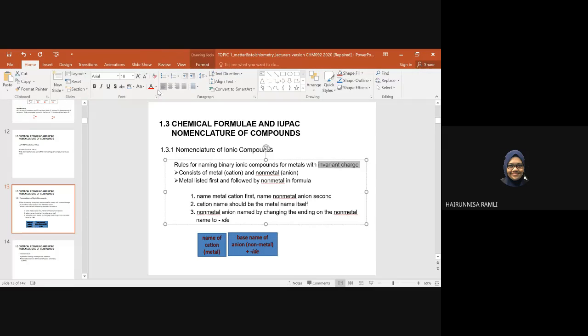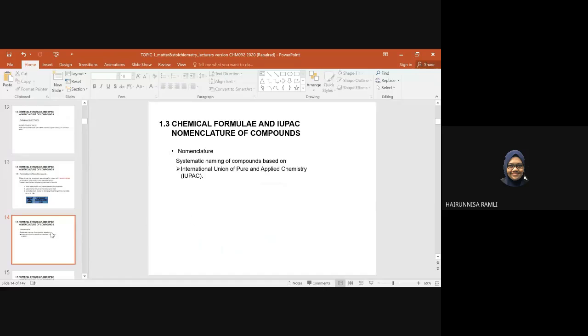Invariant charge means charge yang tak berubah. Okay. So this one very basic. Normally this one macam metal from group 1, group 2. Maksudnya group 1, we know that group 1 charge dia mesti positive 1. Group 2, positive 2. Dia tak akan berubah jadi positive 3 ke positive yang lain-lain lah. Okay. That's the meaning by invariant charge. So you punya naming mesti start with metal, cation, dan ending dia non-metal, tapi kita tukar dia jadi IDE, I belakang kan.